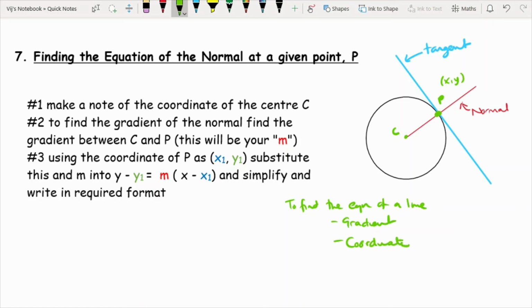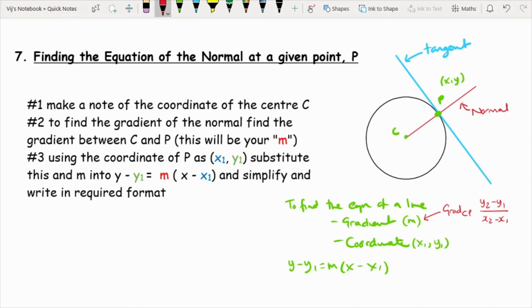Now, once we've found those 2 bits of information, this is going to be our m value, this is going to be our x1, y1 value, and then what we then do is substitute that into y minus y1 equals m(x minus x1). So, to find the gradient of this red line, the gradient of the normal, that's the gradient of the coordinate CP. And again, if you're not sure how to do that, we've got a video on that, but the formula to do that is that one there.